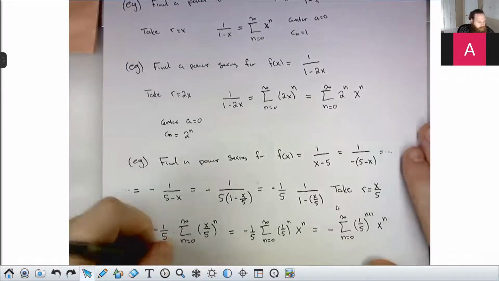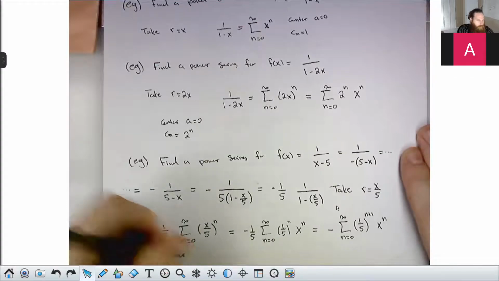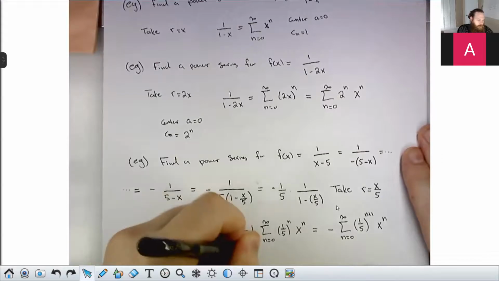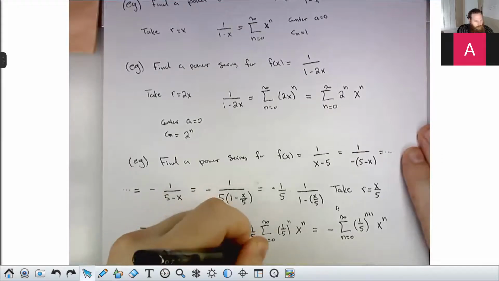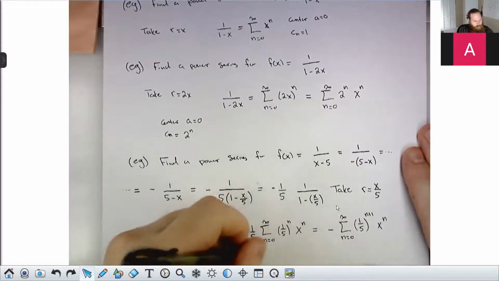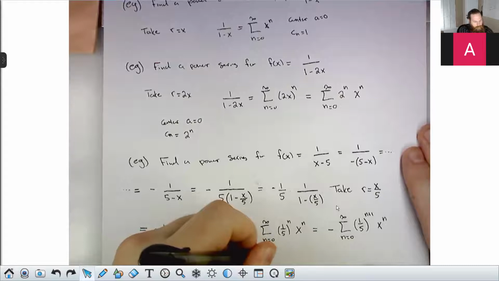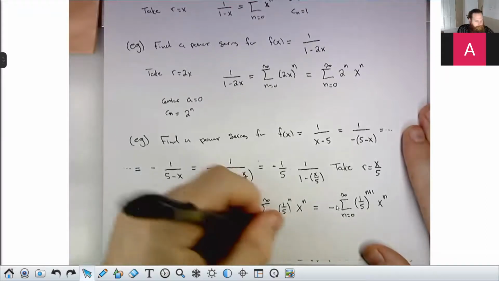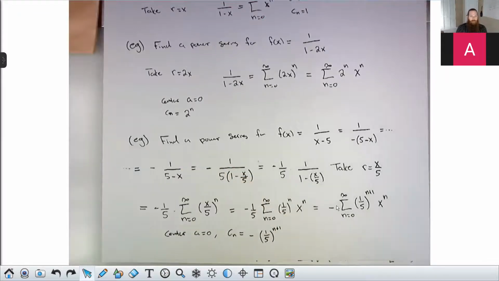So what's my center? Center is 0 still. And the Cn, the coefficients here, are negative. You can leave the negative out front or you can bring it inside. Either way is okay. I would write it like this: negative 1/5 to the n plus 1. In the series, it looks prettier to leave the negative outside. But if we're talking about the coefficients, really I should include this negative.